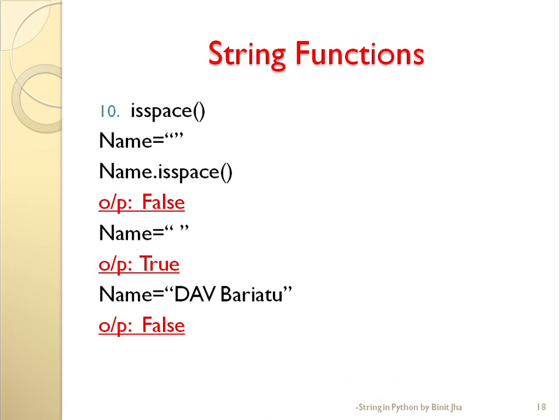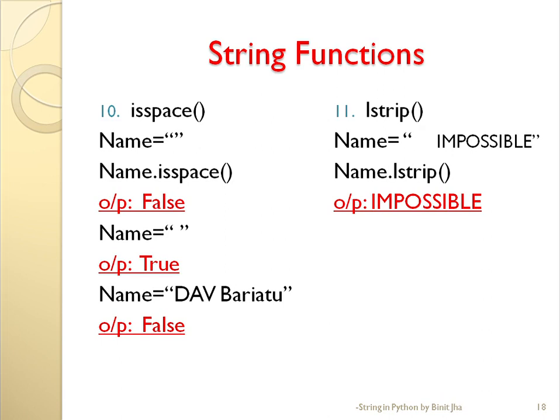isspace, whether the string contains some space or not. So here no spaces have been contained, so it gives the result false. Here it contains some space, so the result is true. In this case, it contains both the space as well as some textual information. So the overall result that is displayed over here is false.